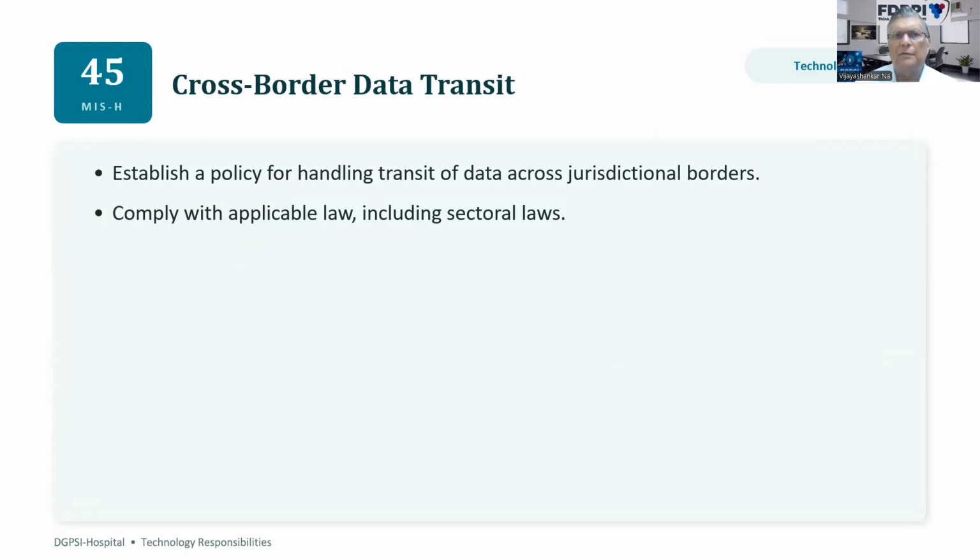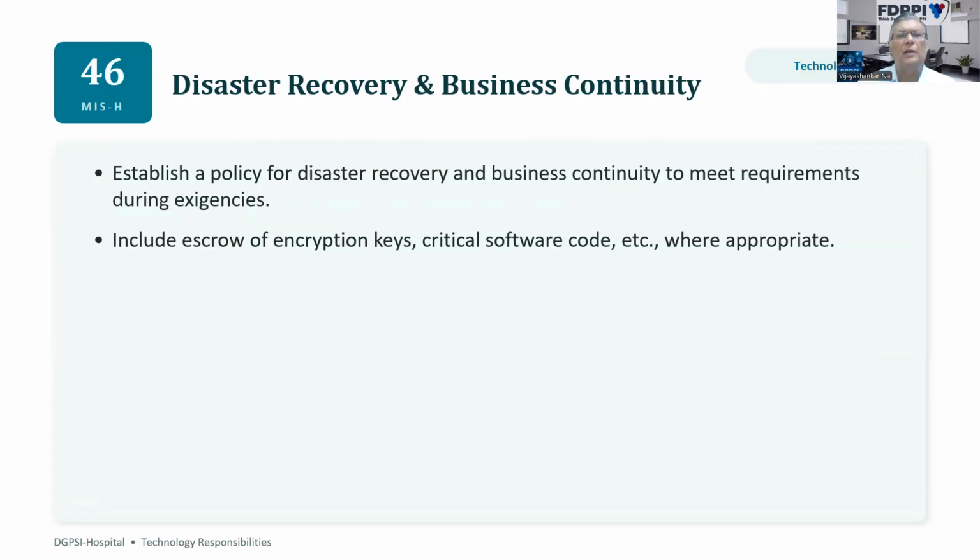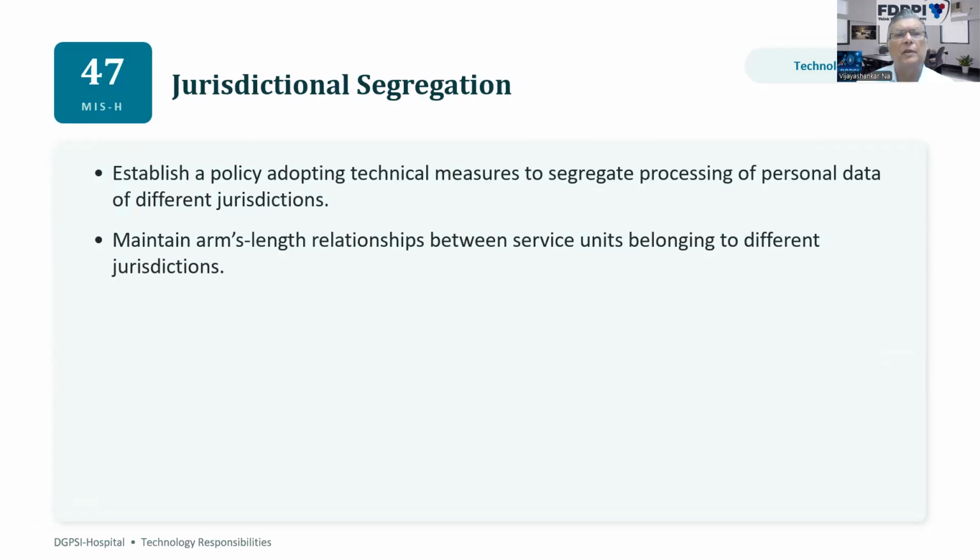Specification 45 is management of cross-border data transit. Establish a policy for handling transit of data across jurisdictional borders. Comply with applicable law, including sectoral laws. Now, 46 is disaster recovery and business continuity. Establish a policy for disaster recovery and business continuity to meet the requirements during exigencies. Include escrow of encryption keys and critical software code as appropriate.